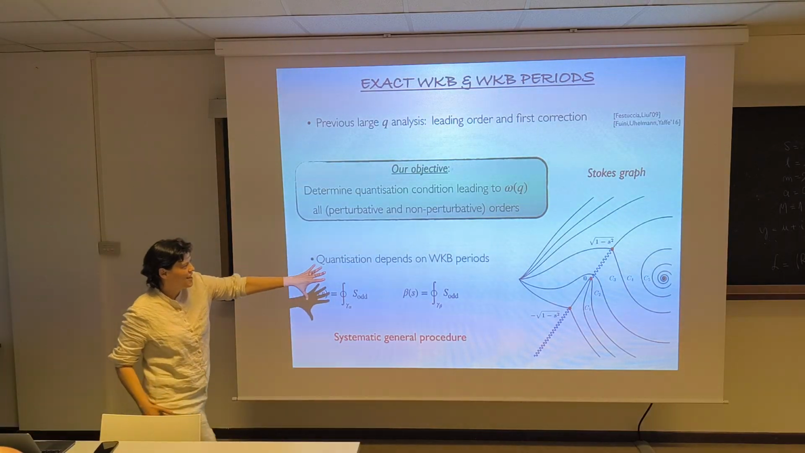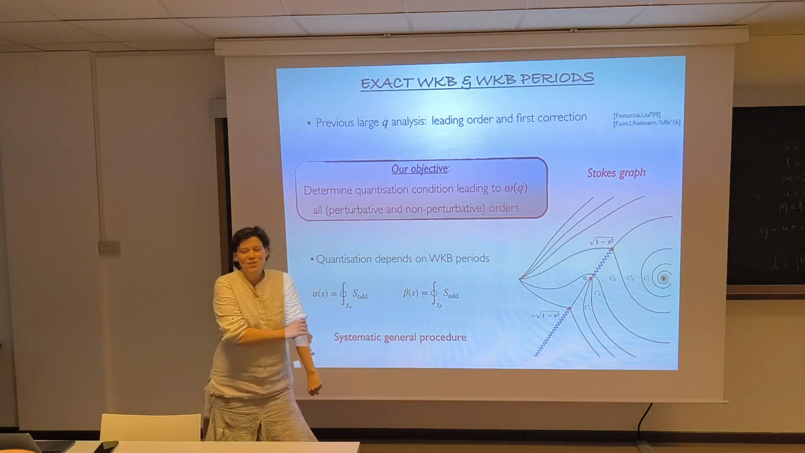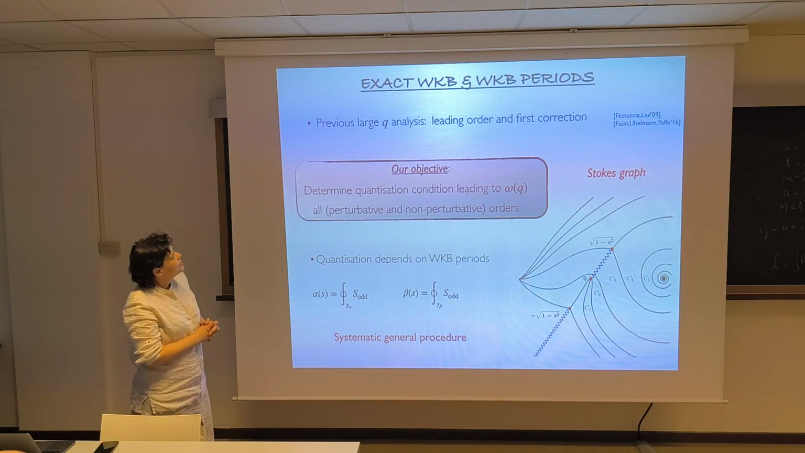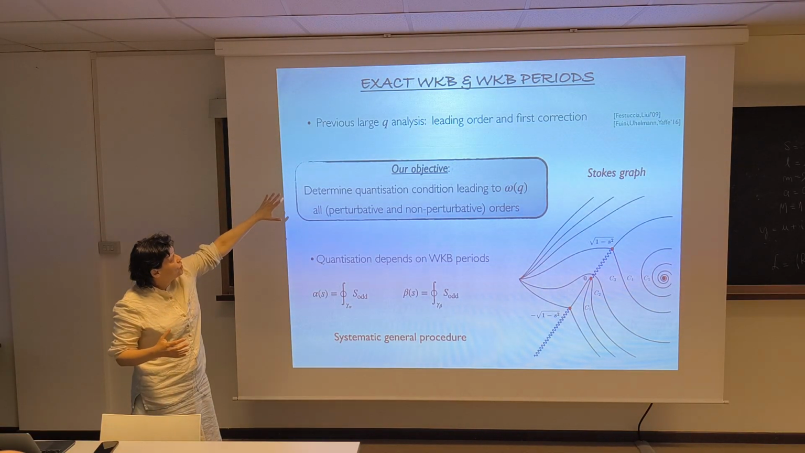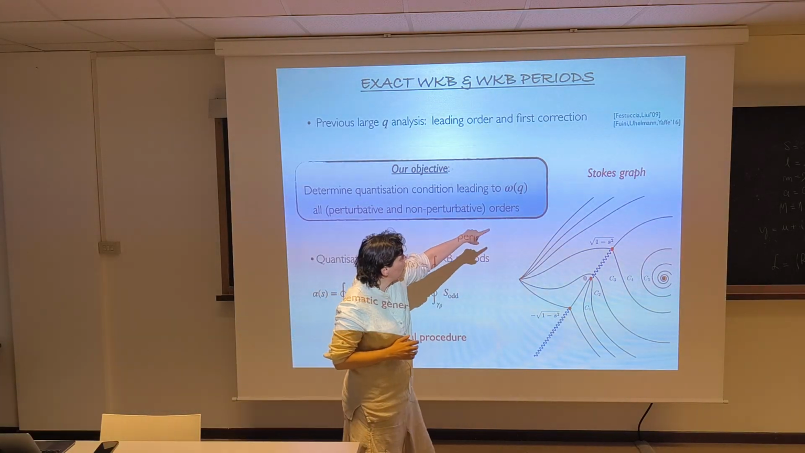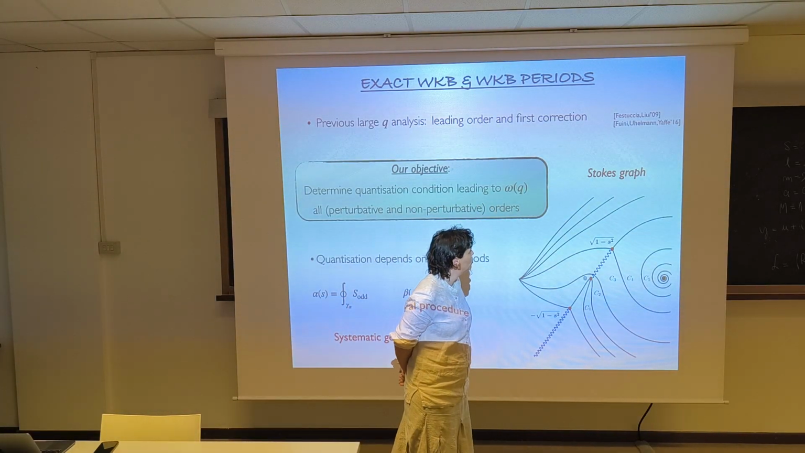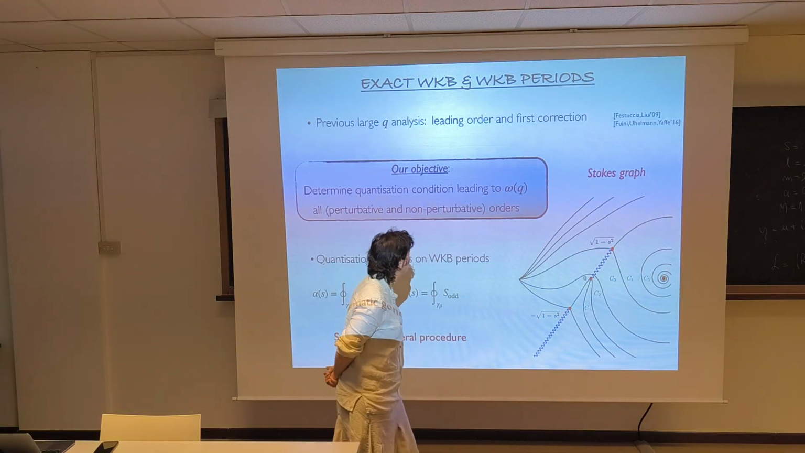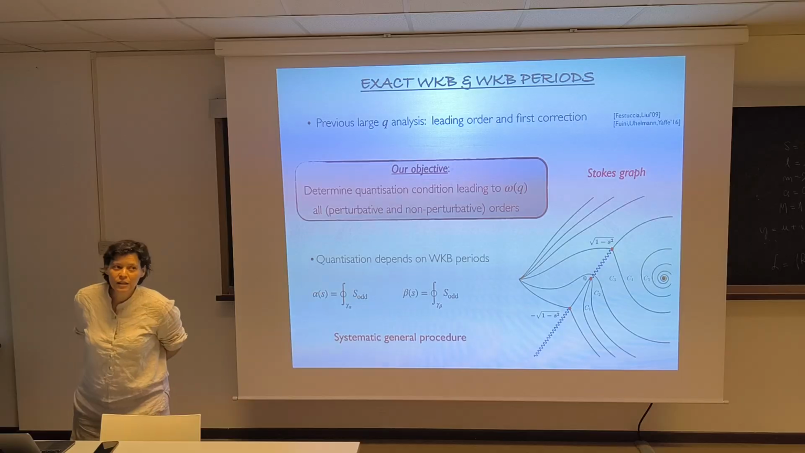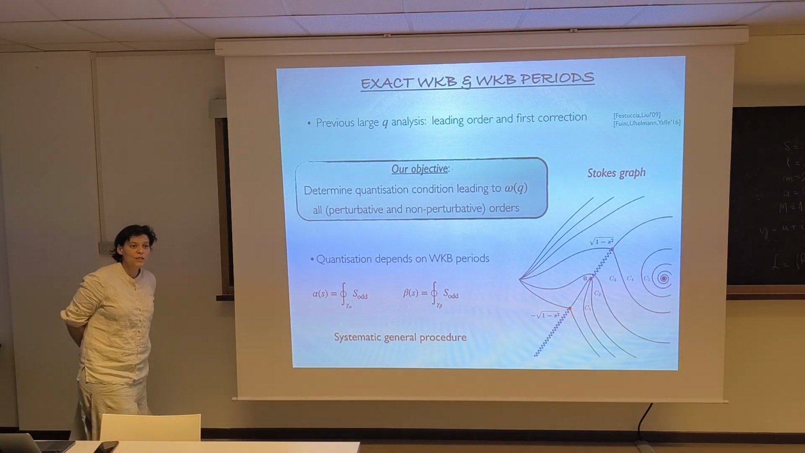So this is our Stokes graph, just so that you see. There can also be branch cuts, I didn't mention this. There were other large Q analyses being done before by Festucci and Liu in 2009, and then by Fuini, Juhelman, and Jaffe in 2016. They calculated the leading order and the first correction.